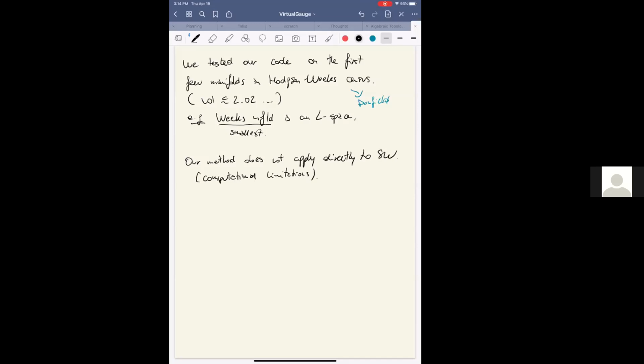Okay, so what we did is use some kind of refined version that takes into account symmetry and multiplicities. Okay, any question so far?